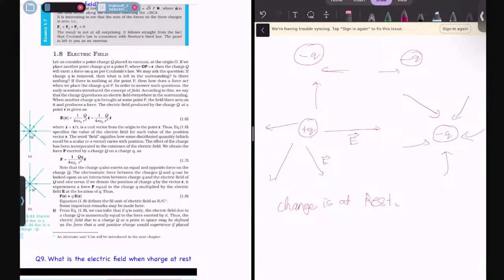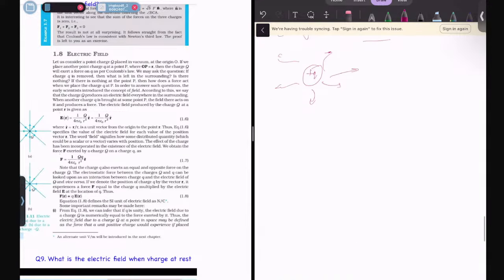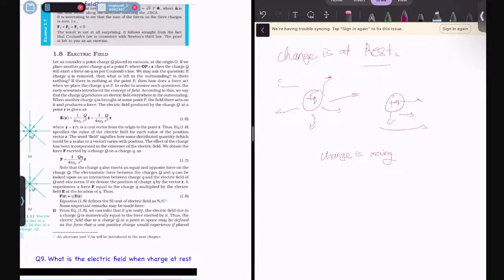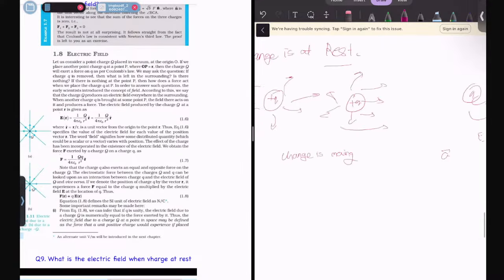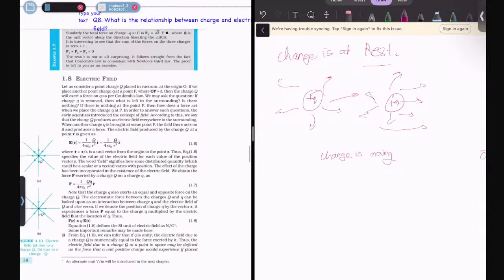The answer to this question is, when the charge is at rest, the electric field will not change. The same electric field will be produced by it. But yeah, if the charge is moving, the electric field produced by the charge will also continue to move along with it. And if the charge has some acceleration, the electric field will also gain the same acceleration to move along with the charge. This is the concept. You should have it in your mind.